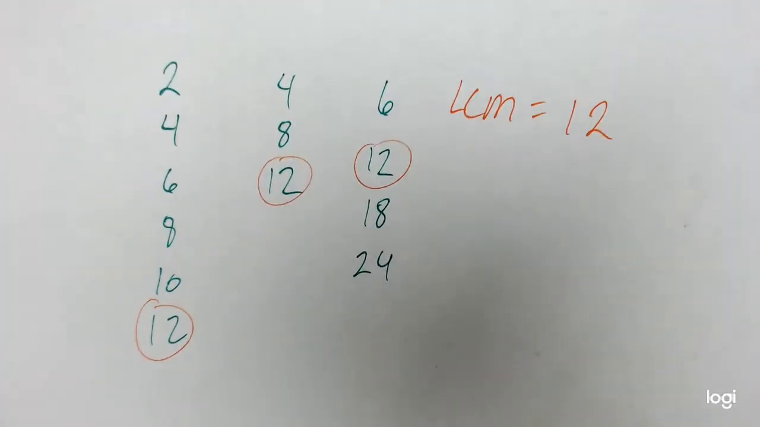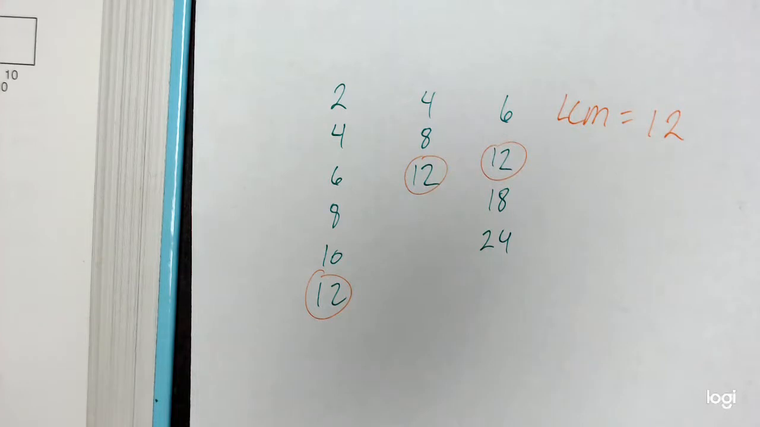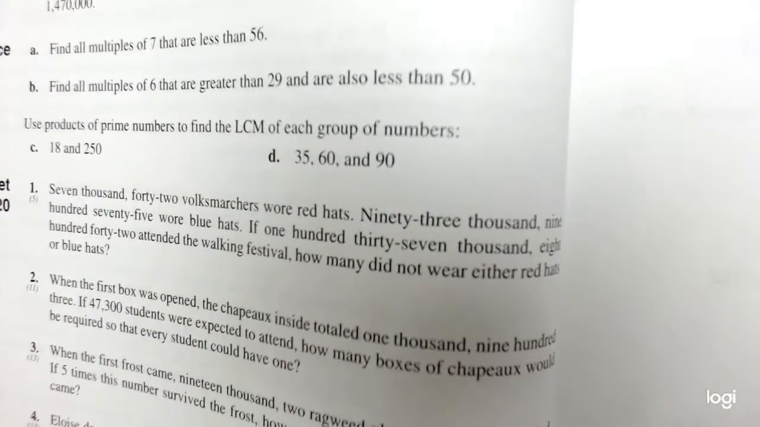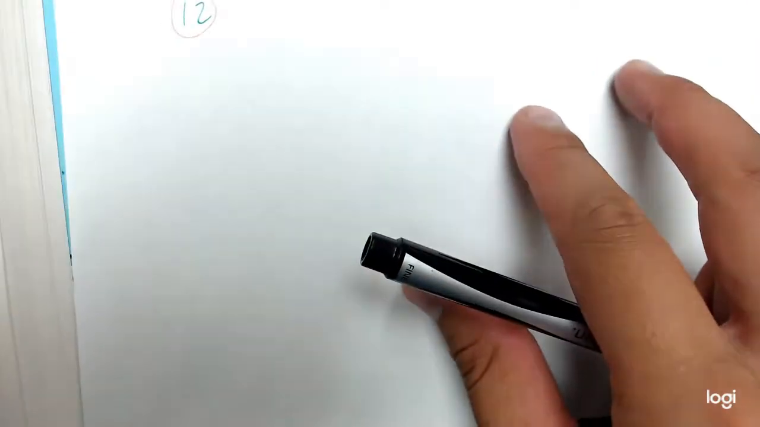Now, it's not always going to be that easy. We have to figure out how to do this with larger numbers as well. Like, for example, in our practice problem, we have to find the least common multiple of 35, 60, and 90. So let's talk about how we do this with larger numbers. And it has to do with a little bit of number theory and some facts about prime numbers, which means we're going to have to do some factor trees or some division towers.